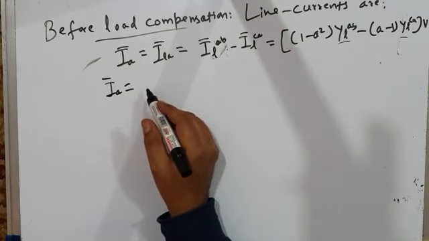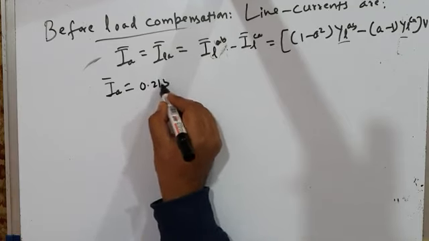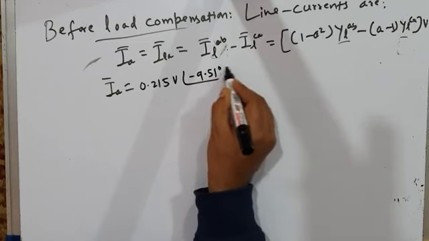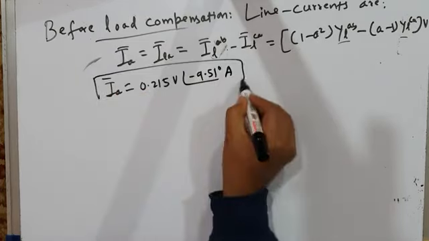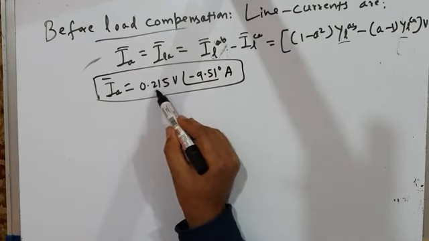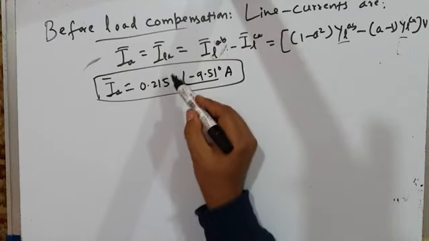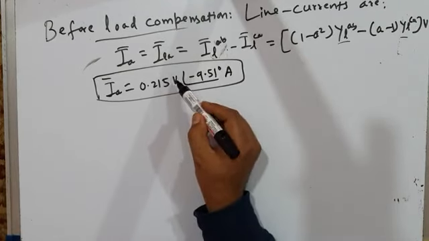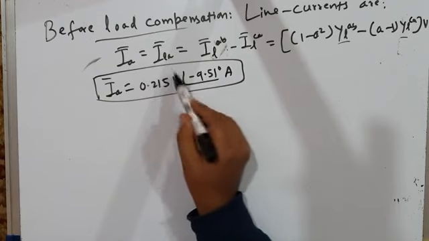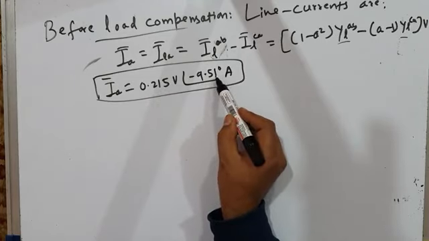As per my calculation, line current IA is equal to 0.215 V at an angle of minus 9.51 degree amps. This is line current IA. Its magnitude is 0.215 into V, where V is the supply voltage. Supply voltage value is not given in the problem, so let us keep it as V. For example, if phase voltage is 230 volts, you multiply it by 230 volts, and that will give you line current IA at a phase angle of minus 9.51 degrees.